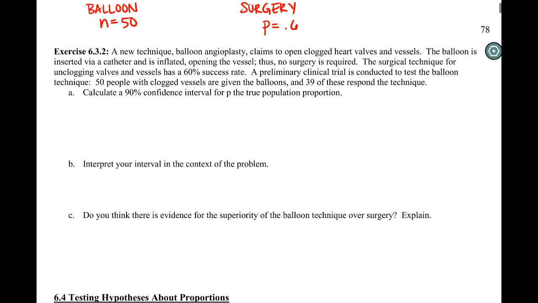We have our N, the number of people who got the balloons, and our X, the number of people who had successes. So very similar to our confidence interval questions previously. The next thing says calculate a 90% confidence interval for P, the true population proportion. There is one thing missing in this question. It should say of those who respond to the balloon. We don't have enough information to do this for the surgery, and for the surgery, it appears that they've given us the real P, so there's no reason to try to guess at it. But we're trying to figure out what is the real P for the balloon right now.